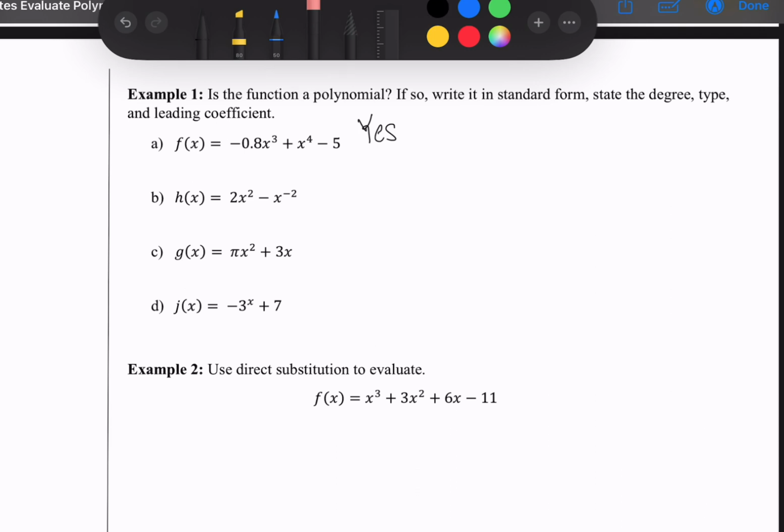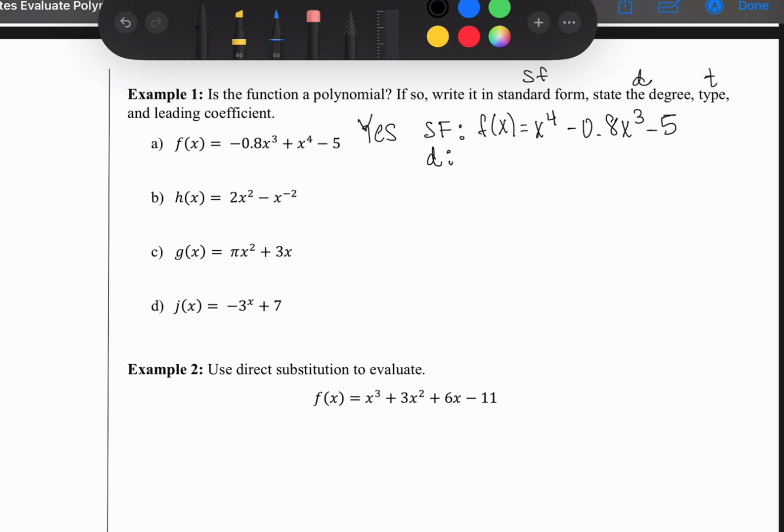All right, so let's write it in standard form. I'll just put SF to let everybody know that I'm doing standard form. So your highest degree term should come first. So that's going to be f of x equals x to the 4th. And then my next degree term is going to be negative 0.8 x cubed. And then my constant. State the degree. So we know that the degree, I'll just use D for degree. Maybe I should give some kind of abbreviation.